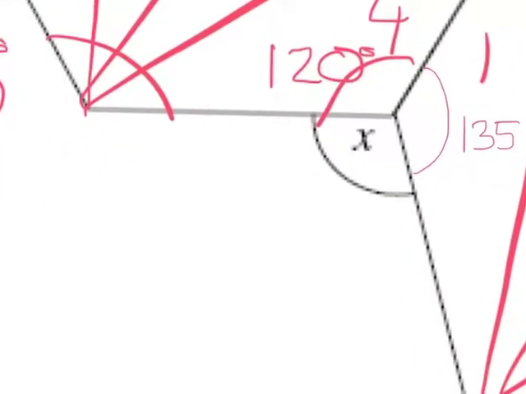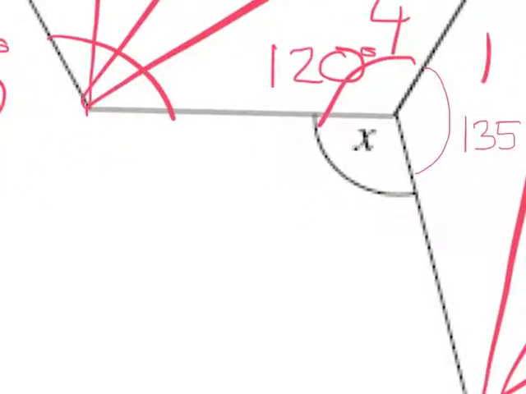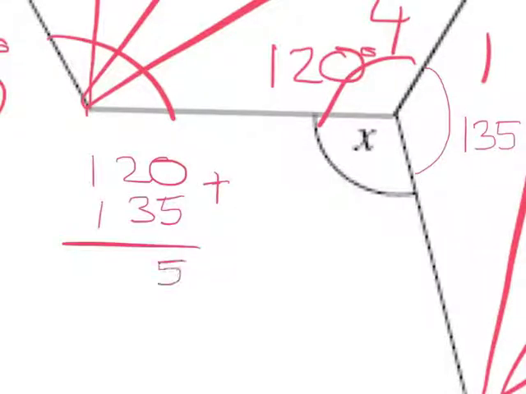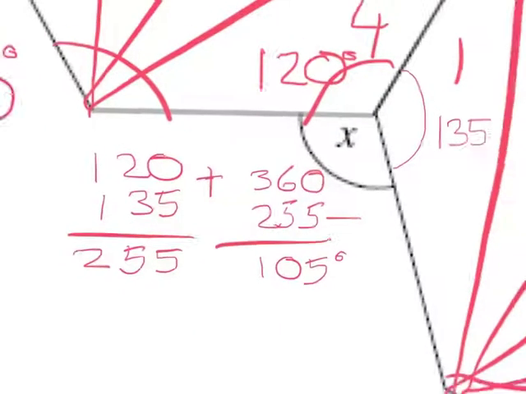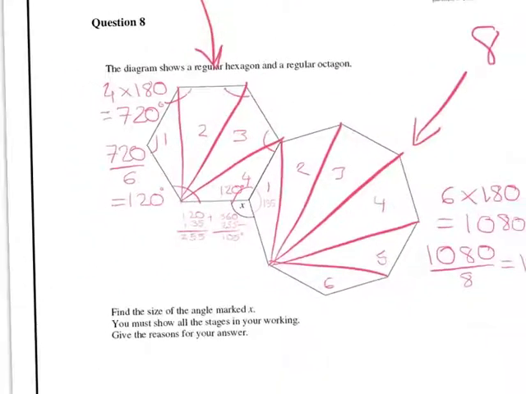Okay, so round a point, the angles add up to 360. So what we're going to do is add together 120 and 135. That's going to equal 255. We're going to take that number away from 360 because they add up to 360. 360 minus 255 is going to give us 105 degrees, and that's going to be the value of our X. So we can write that into our answer.